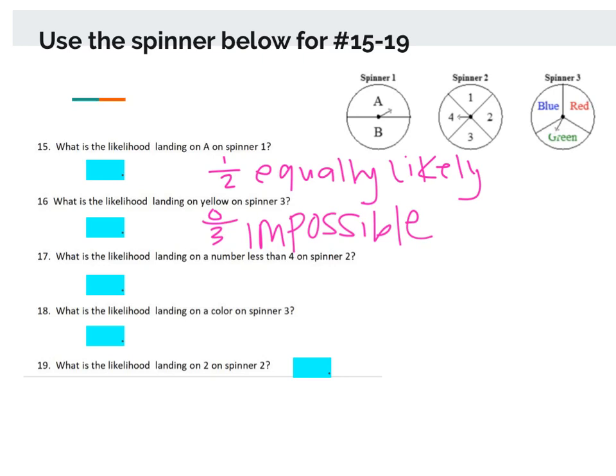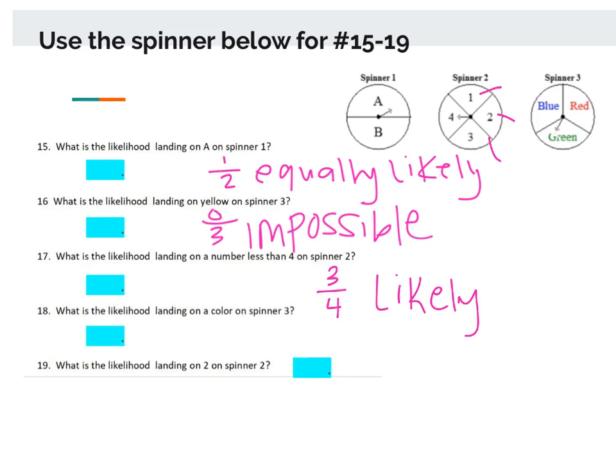Okay, question number 17, what is the likelihood of landing on a number less than 4 on spinner 2? So how many favorable outcomes are there? 1, 2, 3. There are 3 numbers that are less than 4 out of 4 possible outcomes. 3/4 is 75%. So we would say that this is likely to happen because it is over a half. That is likely.